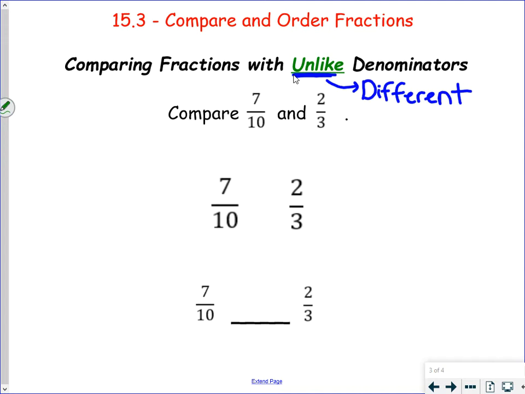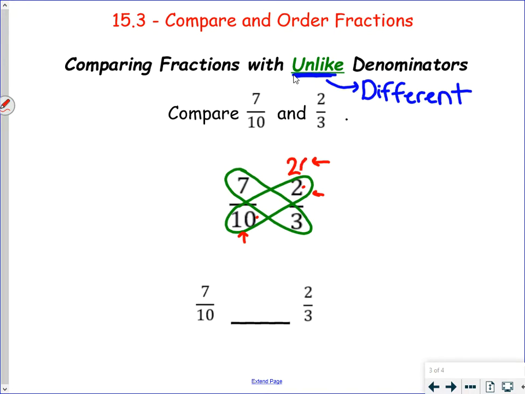The trick that you're going to do, I'm going to pull this one a little bit closer here so you can see. You're going to make the butterfly wings. What you're going to do, I'm going to multiply 10 times 2, and I'm going to write my answer above the numerator that I use. So 10 times 2 is 20.